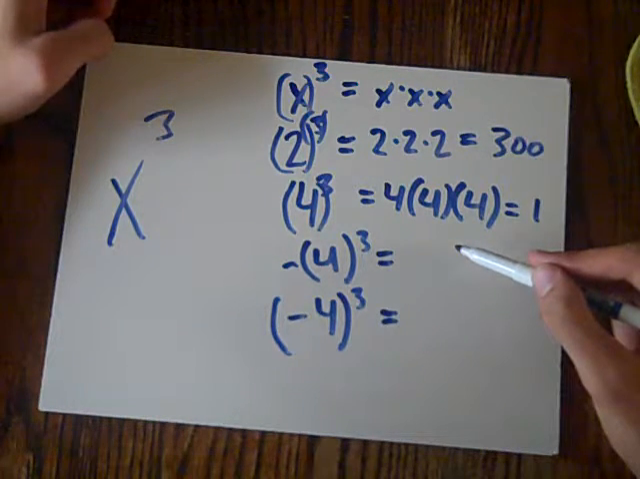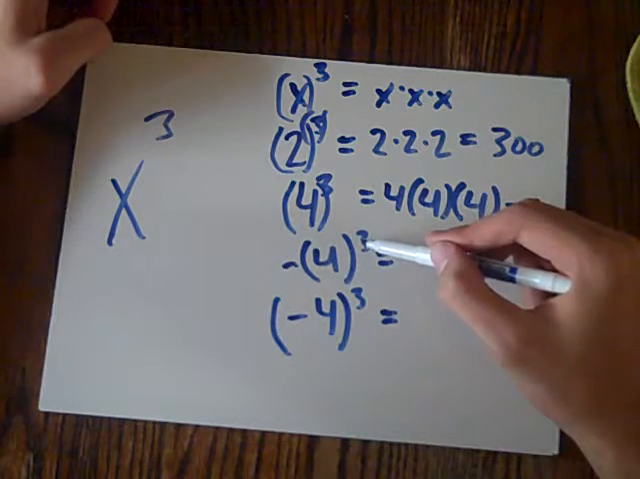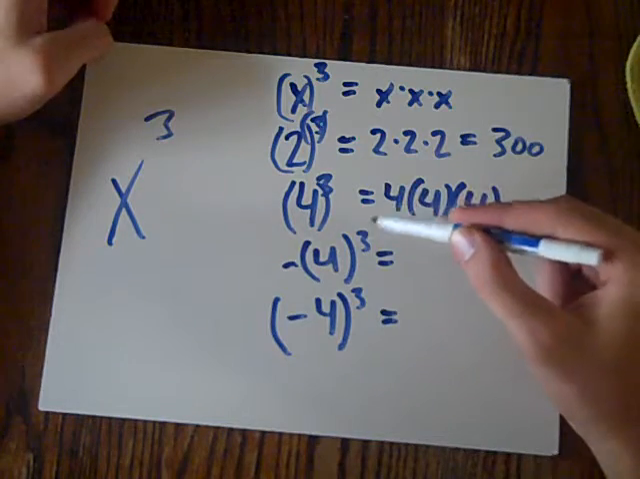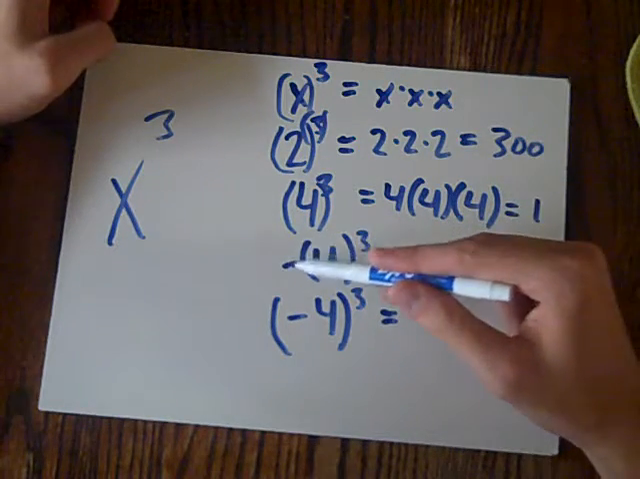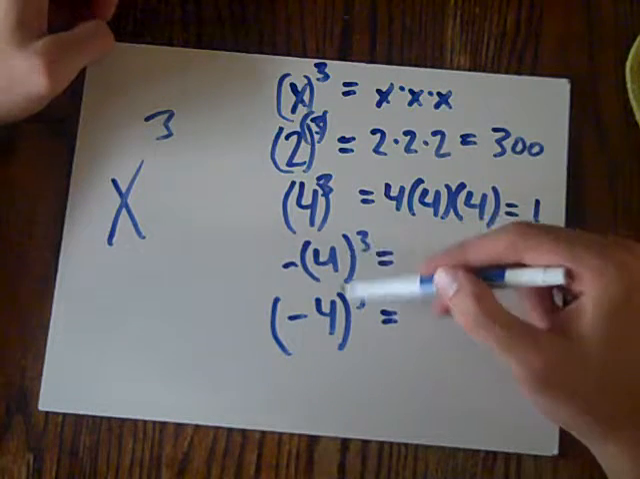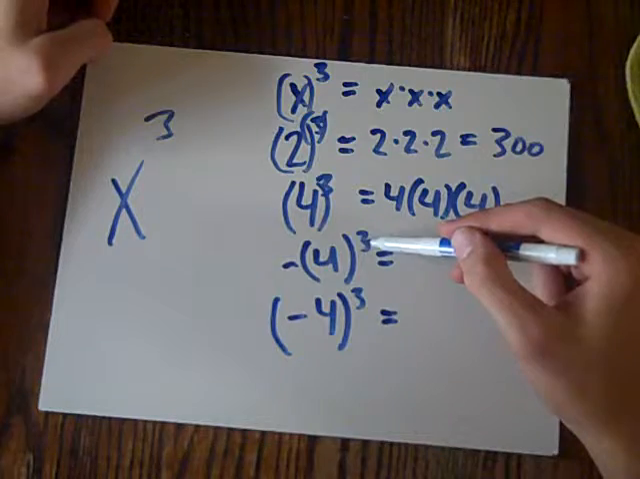You gotta know the exponent applies to the number first, and then the negative sign does. Exponents before signs, that's the way to remember. Unless there's a parentheses, because then you have to do that first.